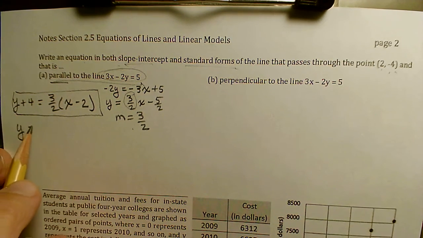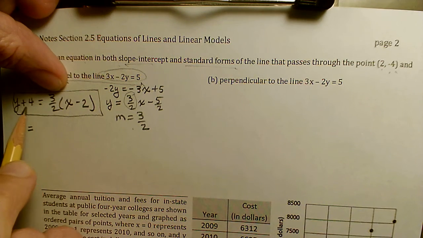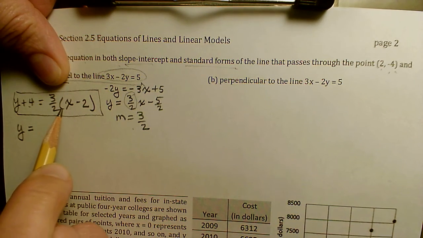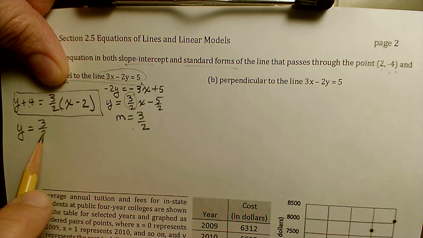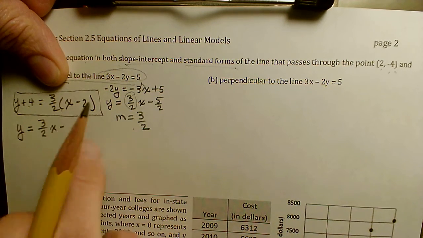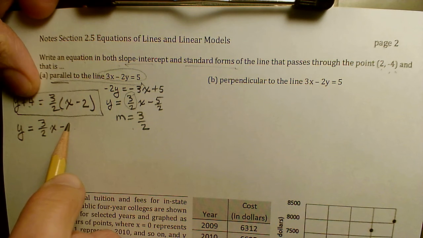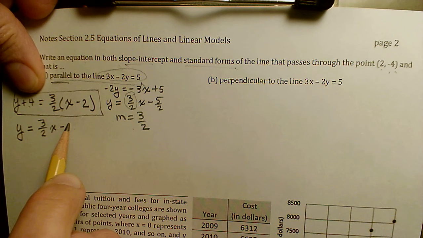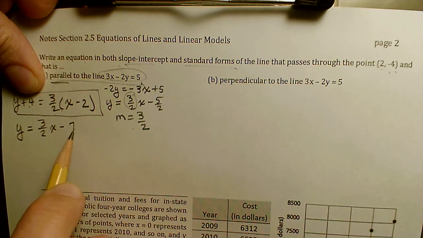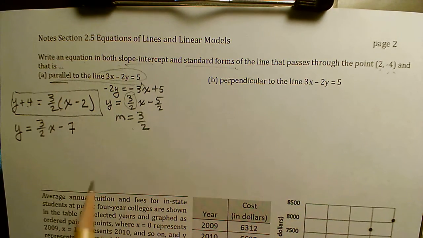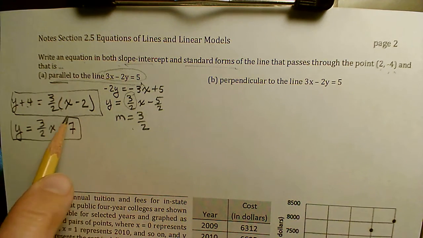So y is equal to, let's distribute. I'm going to move this 4 over. So let's distribute the 3/2. So 3/2 x minus, when I distribute that to the 2, I get -3. But I'm also going to be bringing the 4 over. That's going to be negative, so -7. Okay, so that is our slope-intercept.